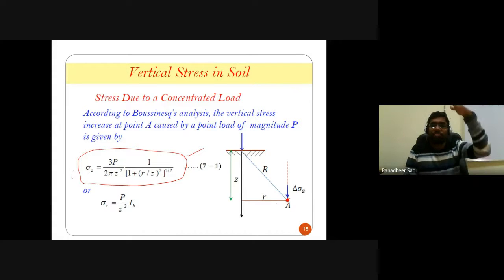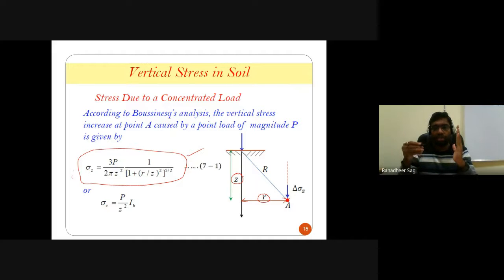Point A is at a depth of z in the vertical direction, and from the axis of the loading, point A is at a radial distance of small r. So the depth at which point A is chosen from the ground surface is z, and from the axis of the loading, point A is at a radial distance of small r. Okay, so I understood the position of point A I have chosen, and at that position, if I am required to calculate how much is the increment in stress in the vertical direction, I can calculate from this particular expression given by Boussinesq.